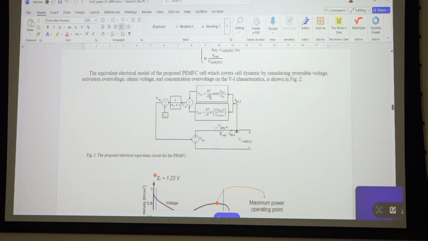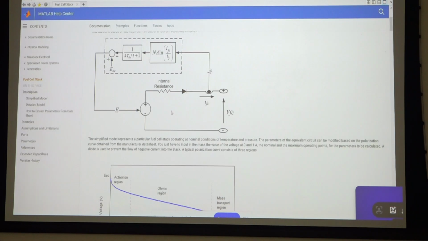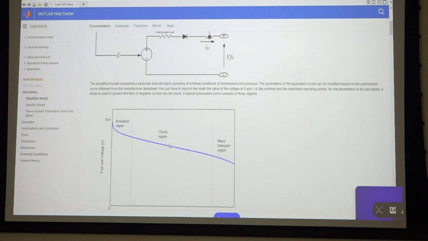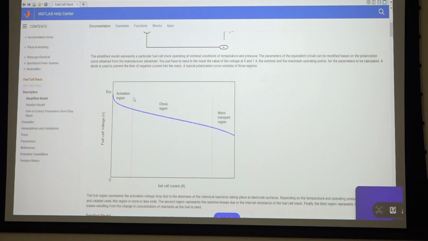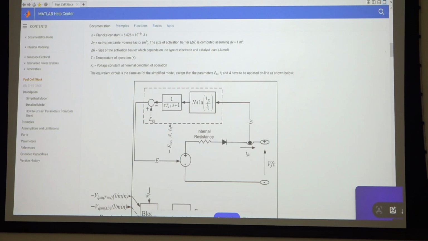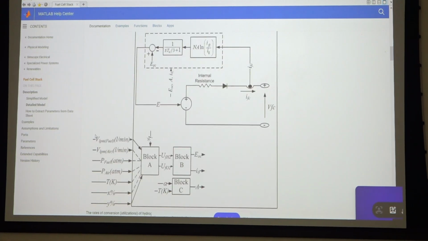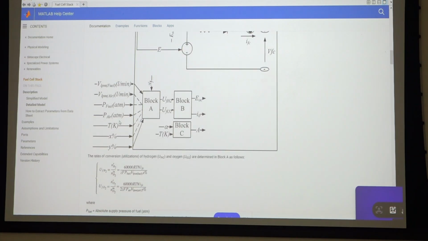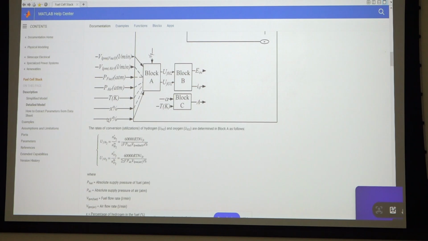Here there are two sections connected in parallel. One is for activation voltage drop, another one is for concentration voltage drop. But in the MATLAB built-in one, there is no concentration voltage drop. It is designed for low current density applications. The same things here: this is the activation voltage drop region, this is the ohmic region, and this is the concentration voltage drop region. The equations I showed explain all of these. And if we want to input this parameter, we can easily input it by selecting from the signal sections.